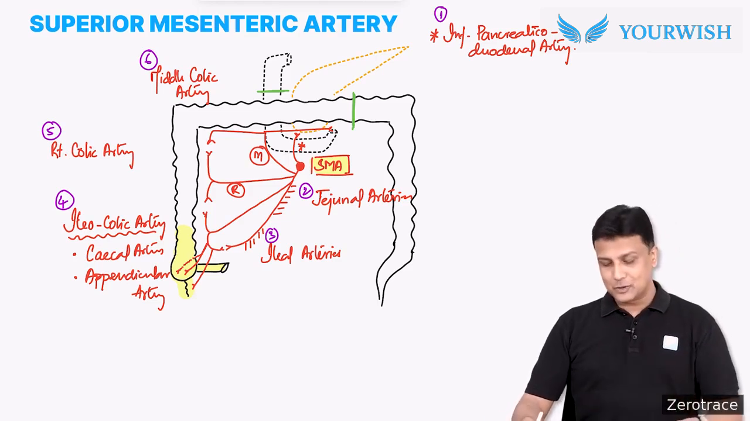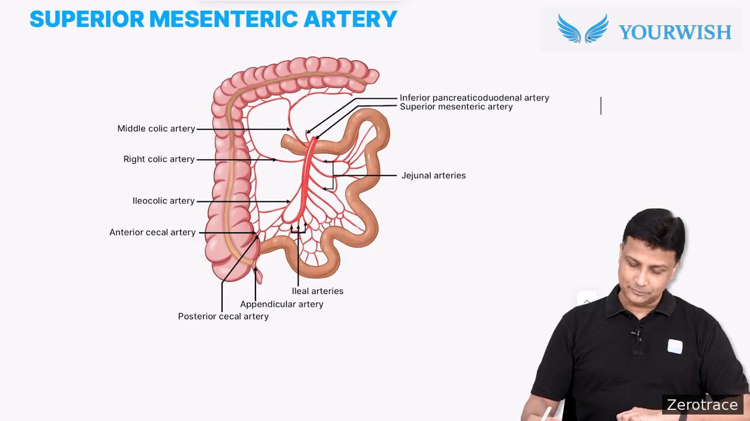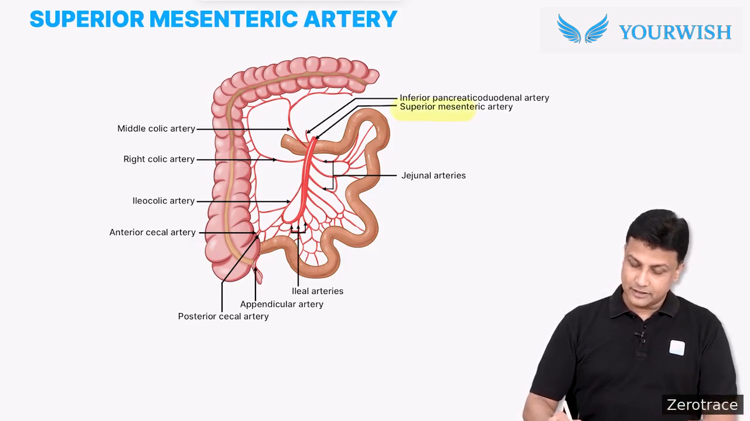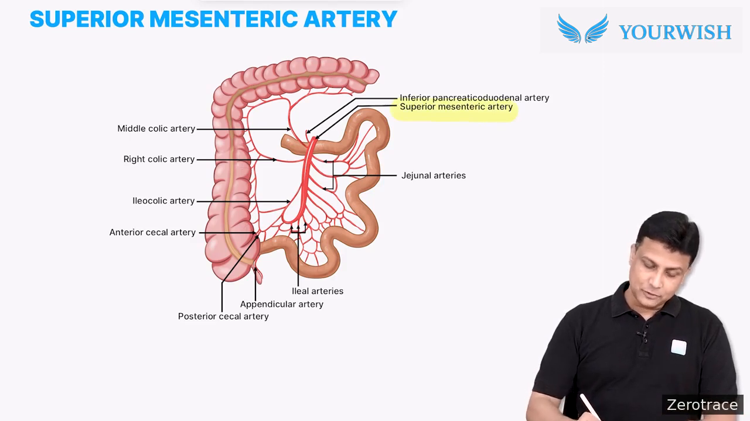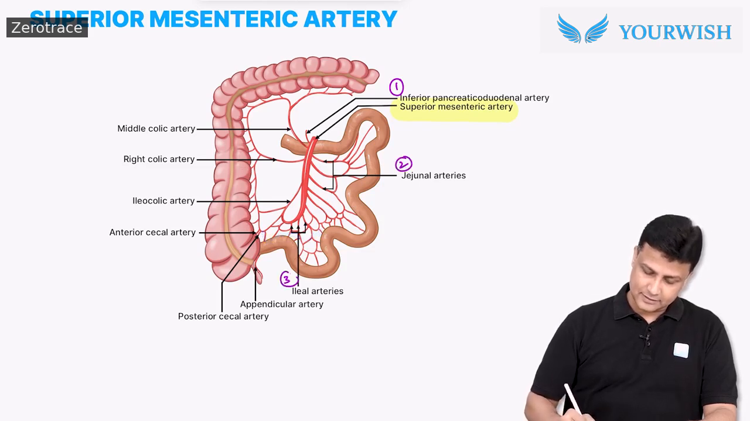Okay. Now let us do one thing. Let us cross check all these branches in this diagram. So in this diagram, first of all, you're able to appreciate the superior mesenteric artery over here. The moment it begins, it is giving a branch here, and this branch will be the inferior pancreatico-duodenal artery. Then after that, it is giving many branches here to the jejunum and the ileum. Fine. And these branches will be the jejunal arteries as well as the ileal arteries.